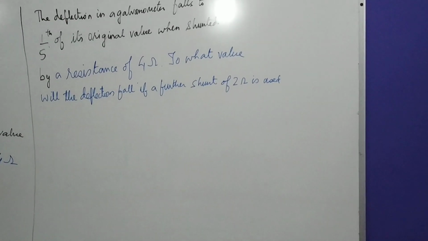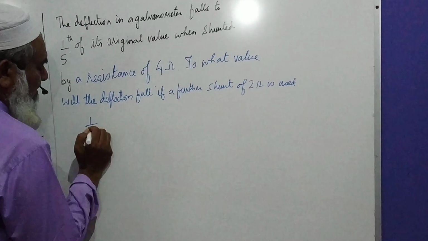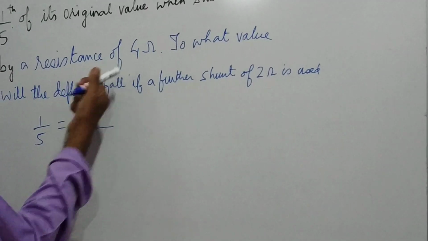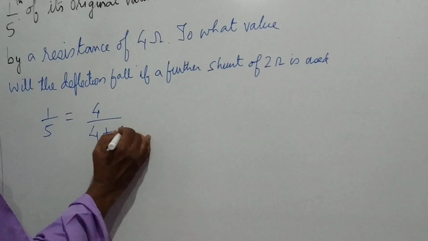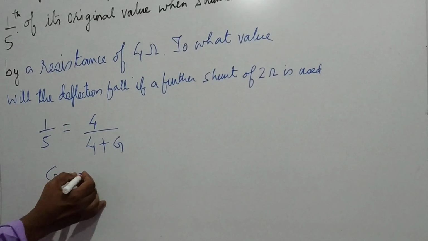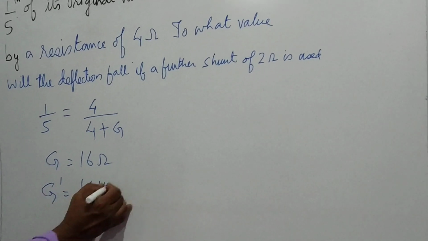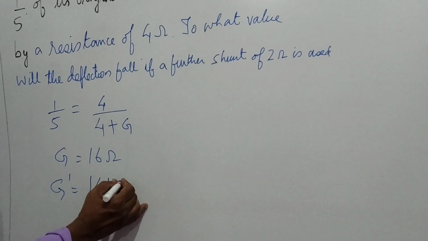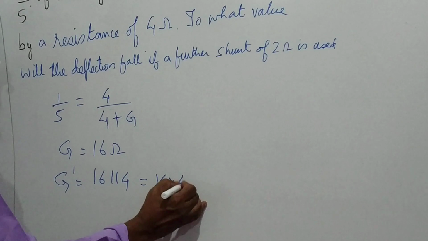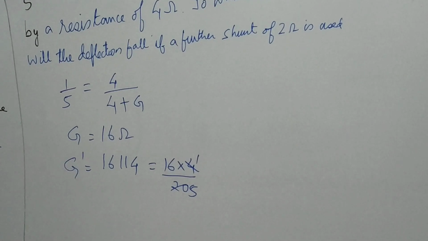Now here again we have to follow the same procedure, that Ig upon I will be 1 upon 5 and S is given as 4. So 4 upon 4 plus G. So I can calculate the original resistance of the galvanometer, that will be 4 plus G is equal to 20, so G will be 16 ohm. So now G dash will be 16 parallel 4. So that should be 16 into 4, that is 64, upon 16 plus 4, that is 20. So I will keep it 16 by 5.